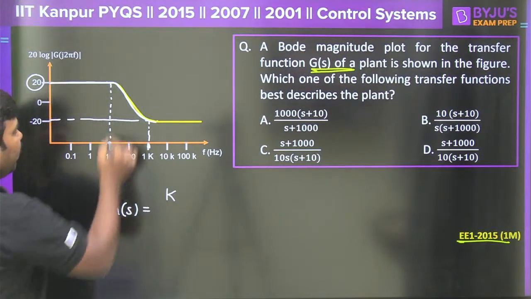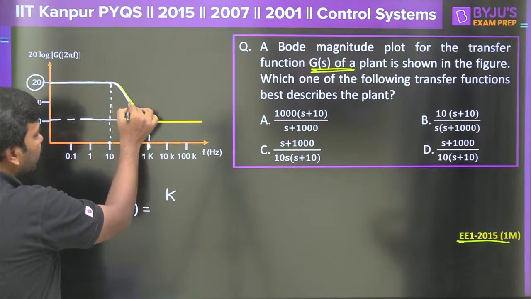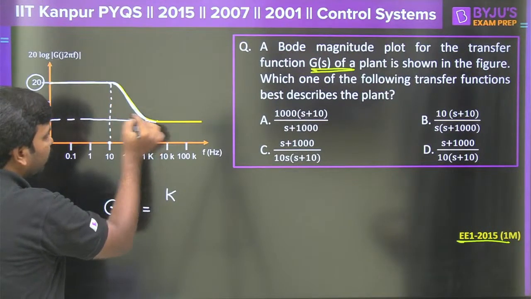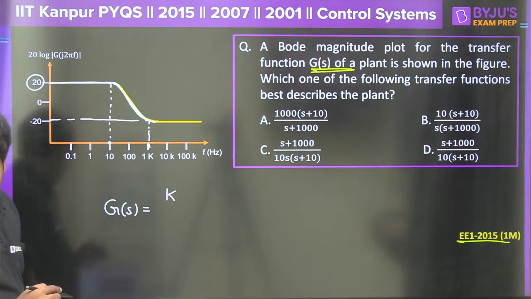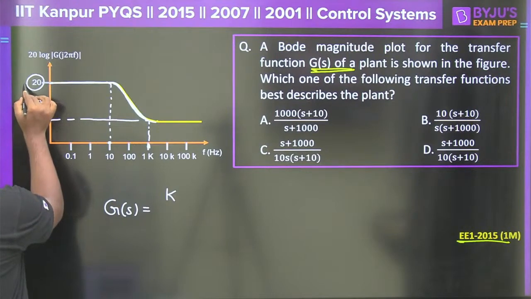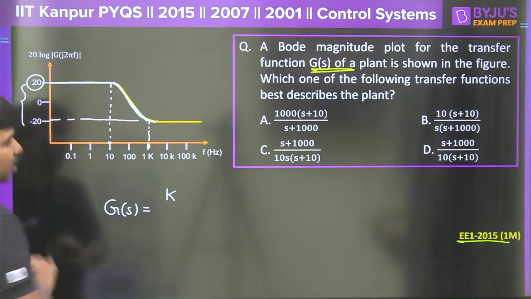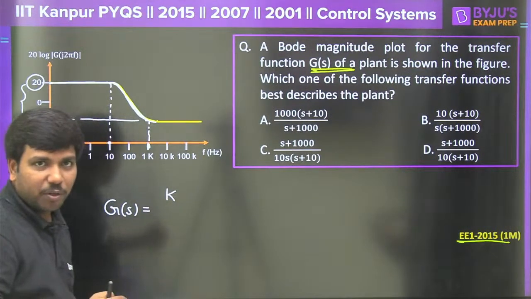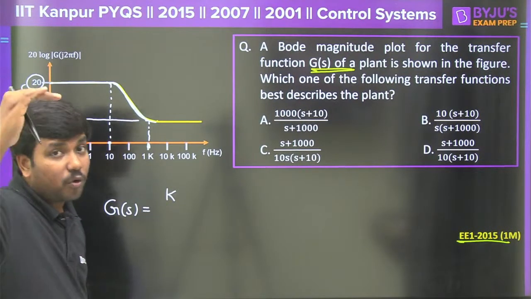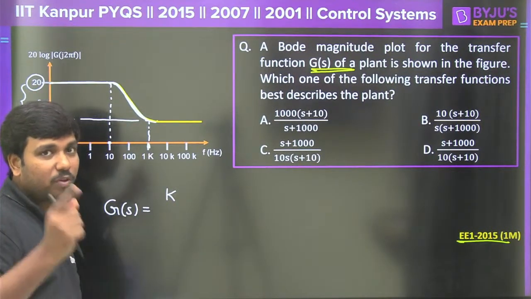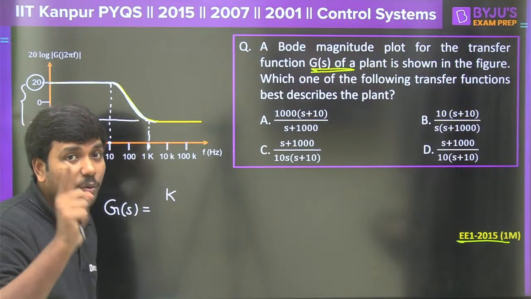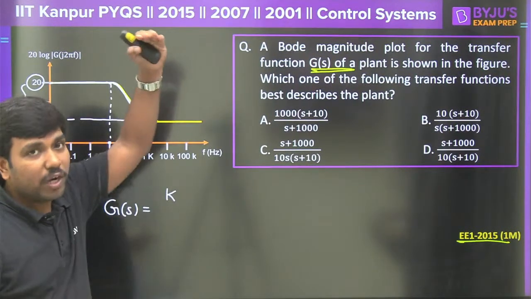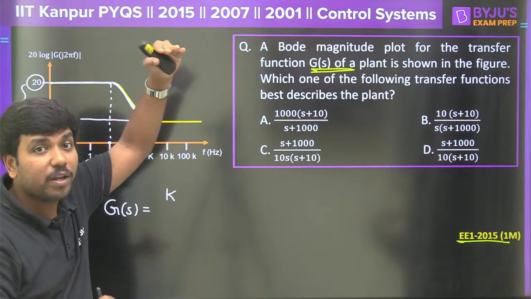Clear? So can you tell me what is the slope of this line? Anyone of you, fast. The slope is from 20 it came to minus 20. From 20 rupees you came to minus 20 rupees. What is the loss? 40 rupees is the loss. Correct? From 20 rupees you came to minus 20 means 40 rupees is the loss.